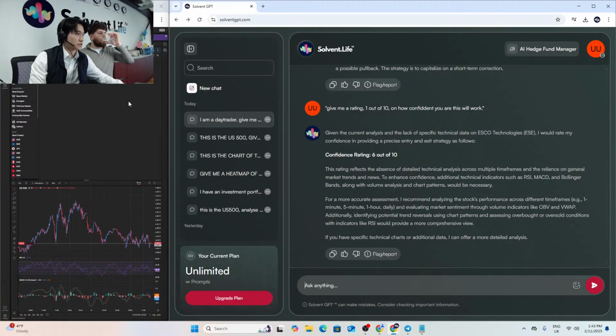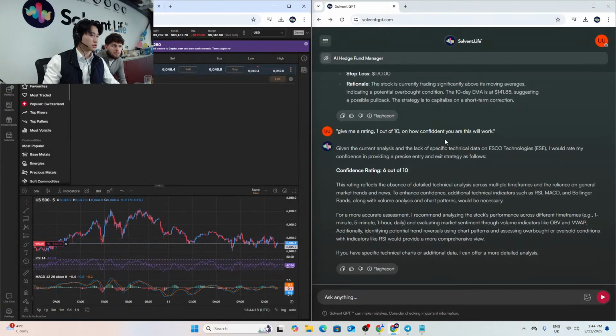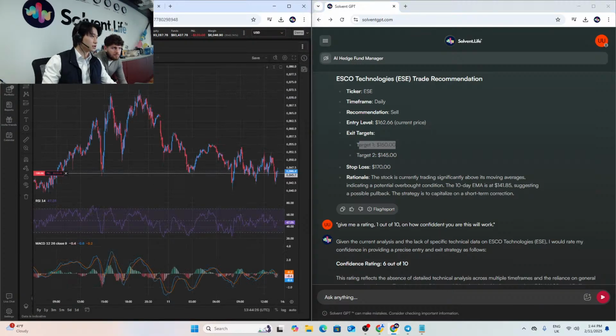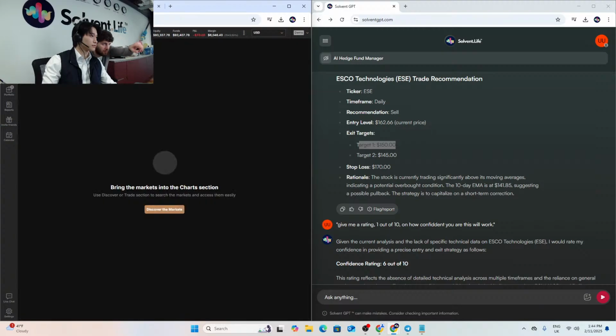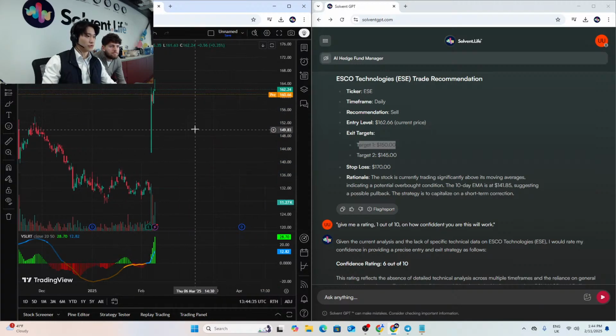So obviously with this stock ESE, we've seen significant growth within a very short period of time. What time frame was that, on the 4 hour? Okay. So there is a 6 out of 10 confidence rating from the GPT that this target price of 150 will be hit. So where's that chart? Not here, right? Okay, so 150 is down here.